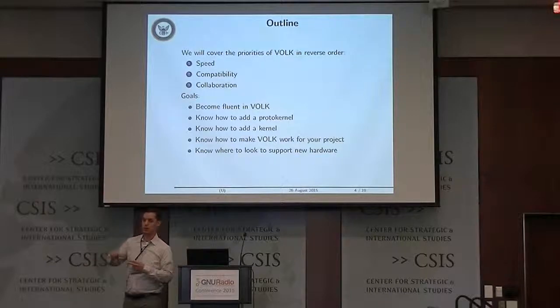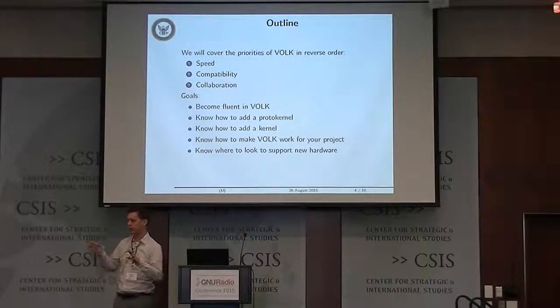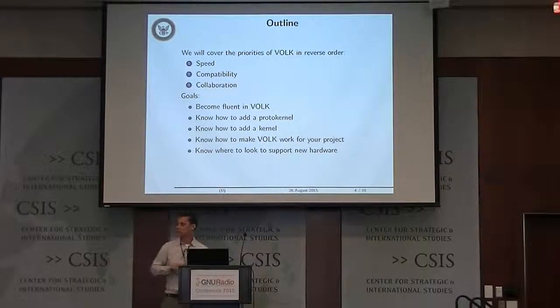So in this talk, we're going to talk about those three priorities: speed, compatibility, and collaboration. I'm going to do them in reverse order, starting with the least priority. The goal of this talk is I want everyone to be fluent in Volk. There are a couple of terms that are important to use when talking about this. Then I'm going to do a brief, not really a tutorial, but I want everyone to understand that you can approach Volk, you can add code, and you can make your code run faster. And Volk provides an easy way to approach that.